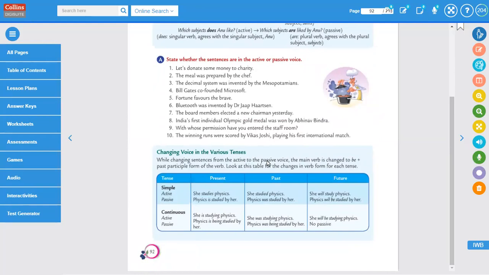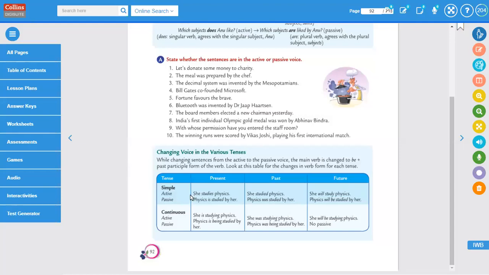While changing sentences from the active to the passive voice, the main verb is changed to be plus the past participle form of the verb. Look at this table for the changes in verb form for each tense. So what you have to do is mainly focus on the changes that took place in verb form for each tense.